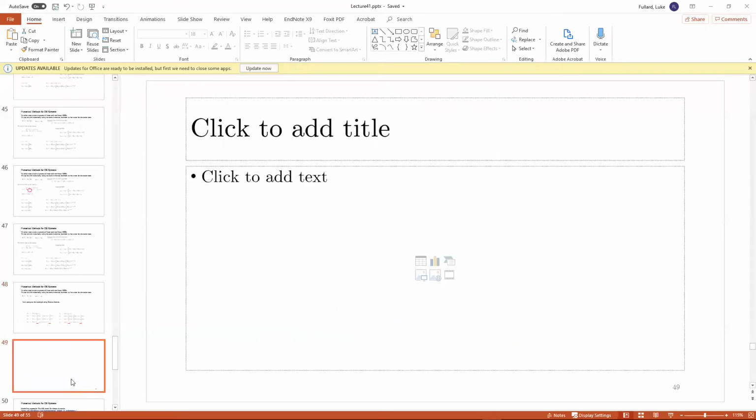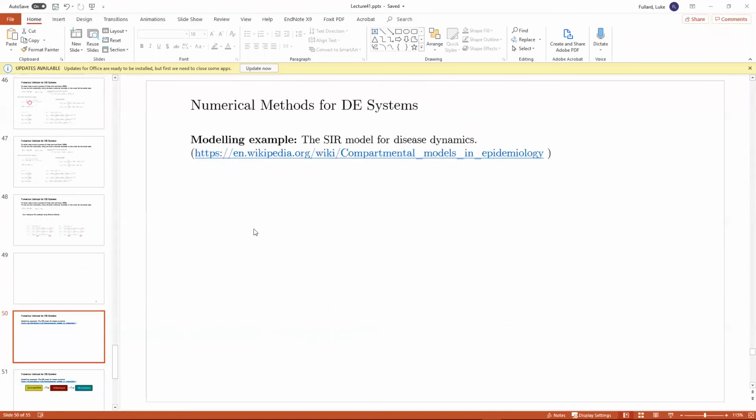Okay, we're going to move on now to just kind of a nice happy example of numerical methods for differential equations, systems of differential equations. And so we're going to work on this example of the SIR model for disease dynamics. So what does all that mean? Well, let's have a look.